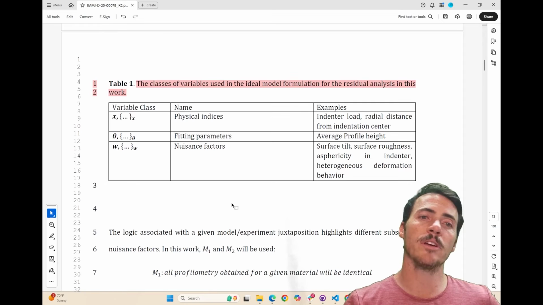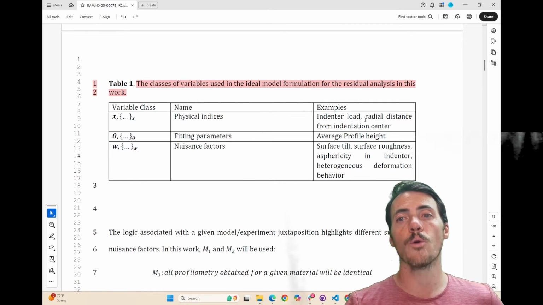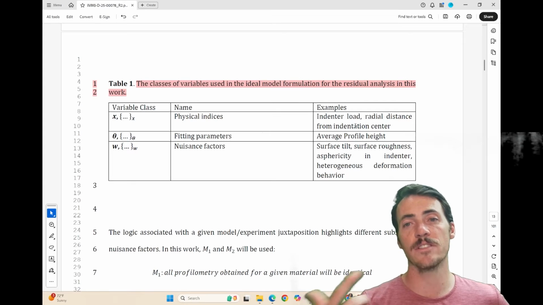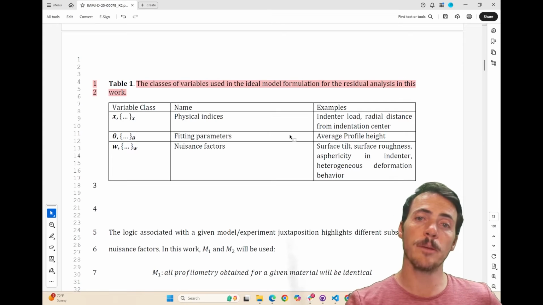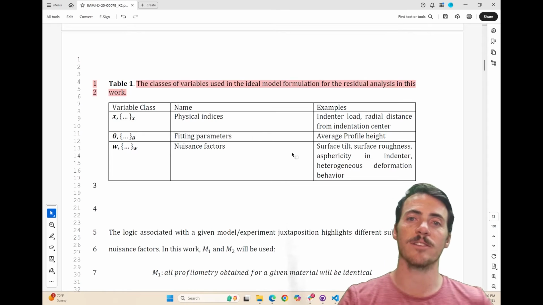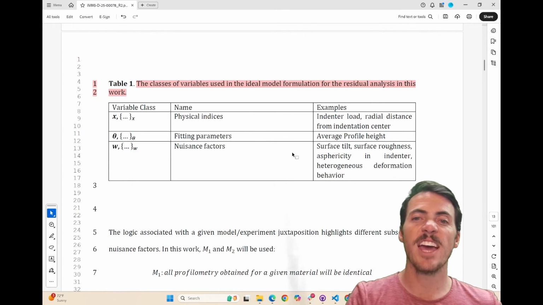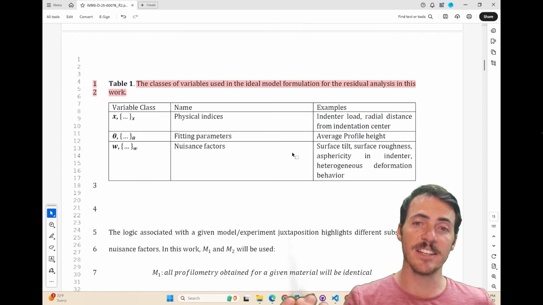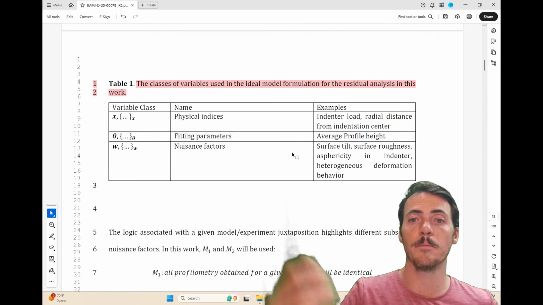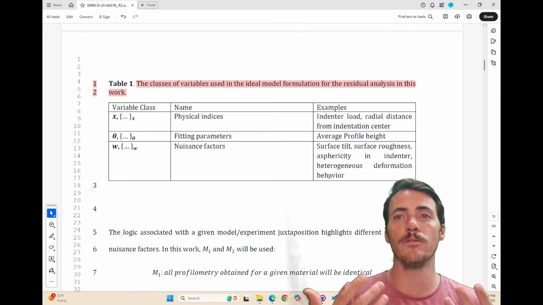And the variability can come from different sources, like physical parameters, like the indenter load or the radial distance from the indentation center. Also from fitting parameters, like the average profile height, or nuisance factors like surface tilt not being exactly the same, or surface roughness, asphericity in the indenter, maybe it's changing as you indent it over time, or heterogeneous deformation behavior. All these things can lead to variability.